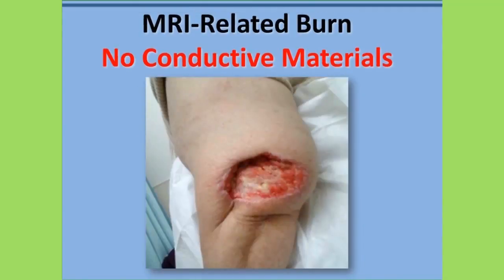In several instances that have yet to be adequately explained, patients have been burned during MRI exams without the presence of conducting materials. Here's an example in which the patient received a severe burn in association with an MRI exam. Notably, this patient was in direct contact with the transmit RF coil that was used for the MRI procedure.